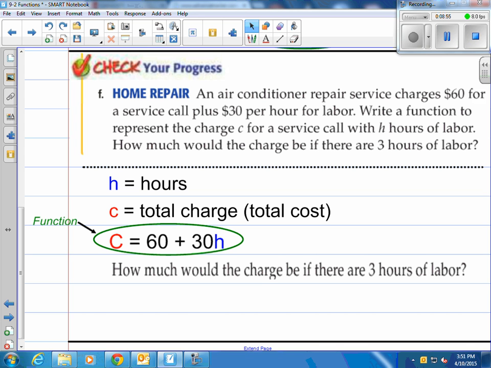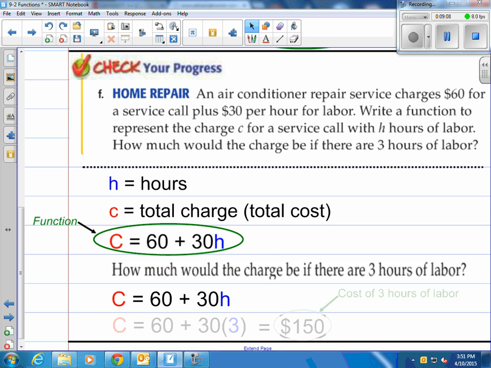What we need to do is find out how much it's going to cost for a 3-hour labor charge on the visit. So we would take our formula and we would take that H out and plug in 3 hours. So when we do that, you'll see we have 30 times 3 plus the 60. That's 90 plus 60. That's 150. So that's $150 cost for 3 hours of labor.